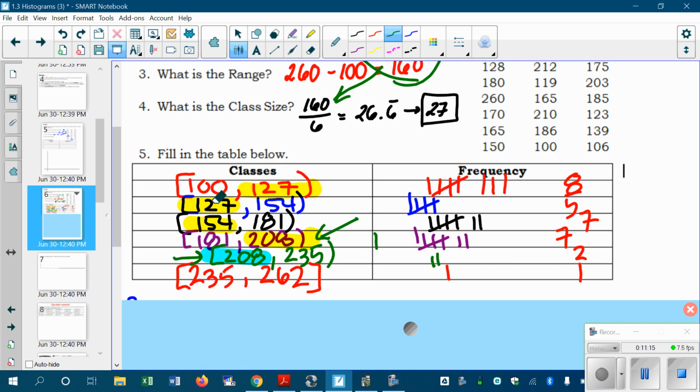152, you are in this interval. I'd make a tally mark, okay? Now, I've already done that ahead just to save us time, right? And so you tally up your frequencies like this. Now, from that, you should be able to make a nice histogram.